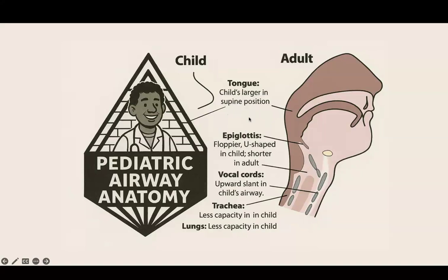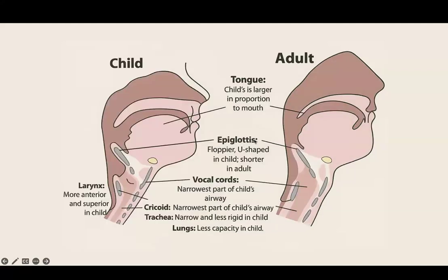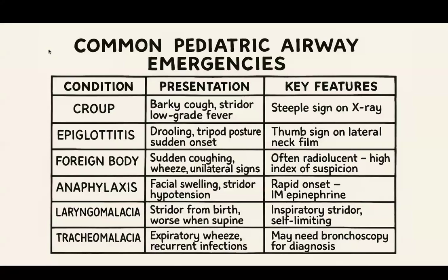Always remember the tongue of the child in supine position is larger in relation to the mouth, and that's why it's prone to obliterate the retroglossal space. You have to manipulate the head carefully without hurting the neck, especially if you use a muscle relaxant. The epiglottis is floppier, U-shaped in children, and shorter than in adults. Those are the main physiological and anatomical changes.